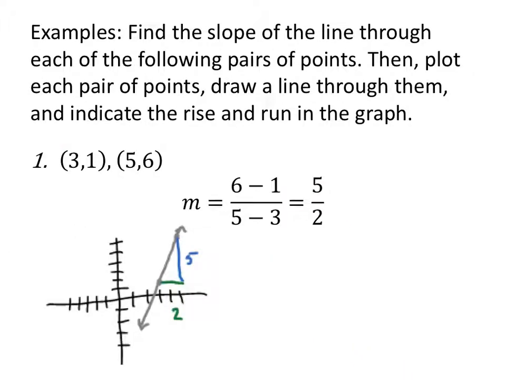Alright, so using the equation, find the slope of the line through each pair of points. Plot each pair of points and draw a line through them, indicating the rise and the run in the graph.